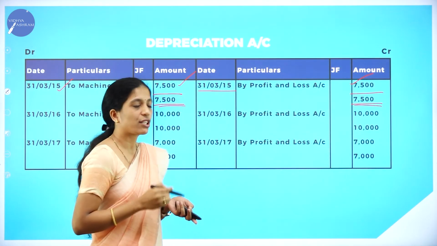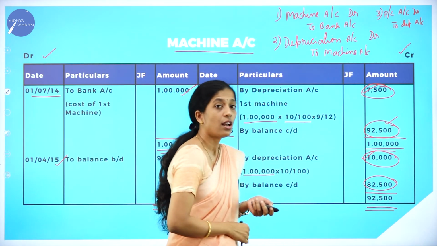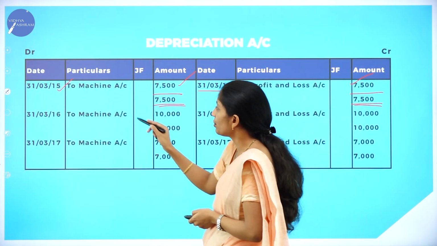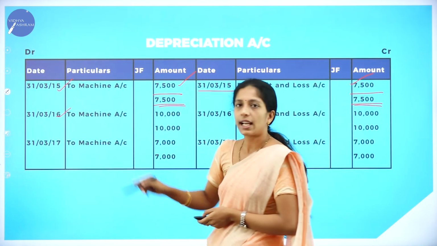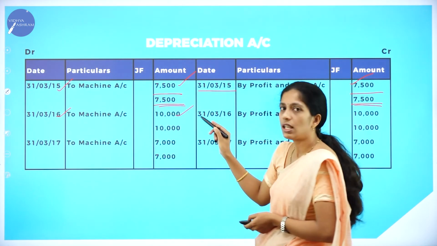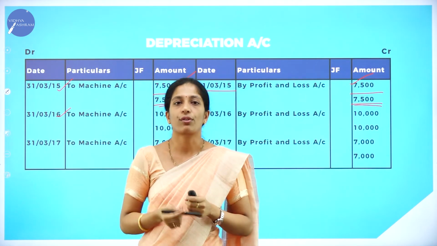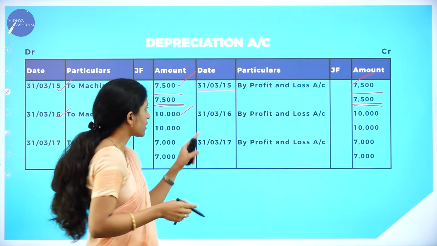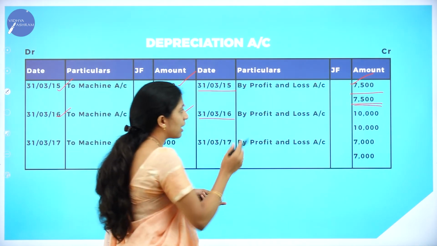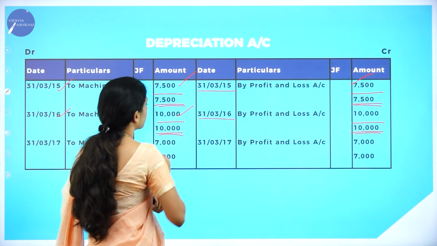In the same way, coming to the next year, what was next year depreciation? That is 10,000. So, how to record? To machine account. To machine account, that is in the second year, 31st/3/2016, to machine account 10,000. Now, transfer this 10,000 to profit and loss account. So, how to record? By profit and loss account. On the same day, that is end of the second year, by profit and loss account 10,000. So, both the sides will be 10,000.